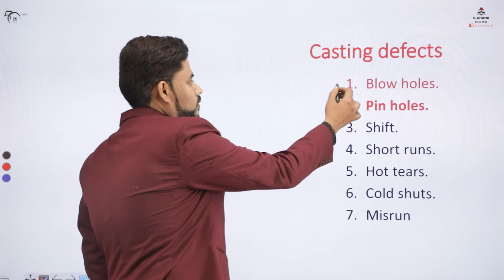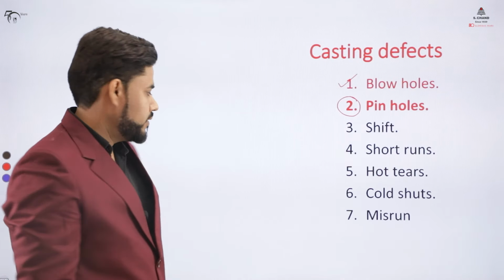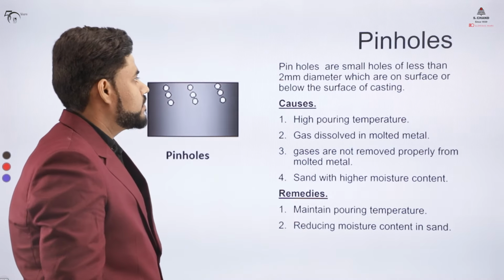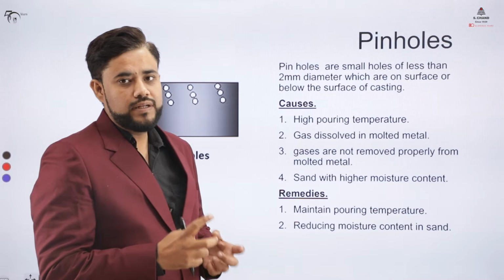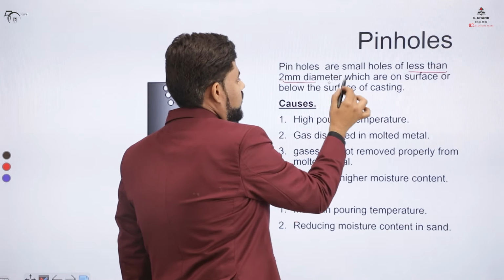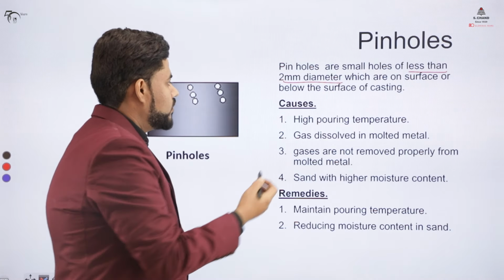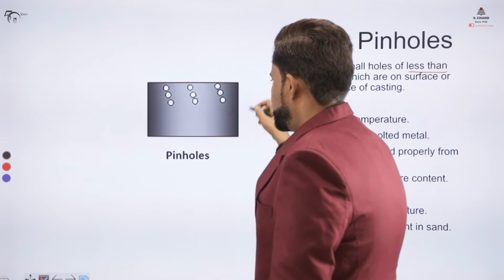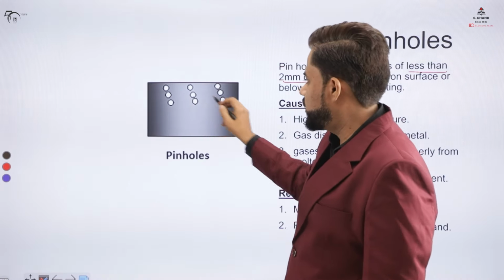So far we covered the blowholes defect. Now we will be learning about the pinholes defect. As the name suggests, pinholes are the smaller holes which are on the surface of the final casted item, and these smaller holes are less than 2 mm in diameter on the surface of the casting. As you can see on the board, we have smaller holes which are created on the surface of the casting, and they are called pinholes.